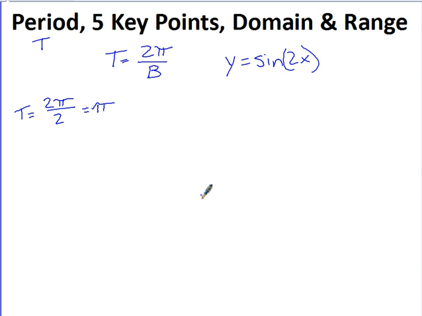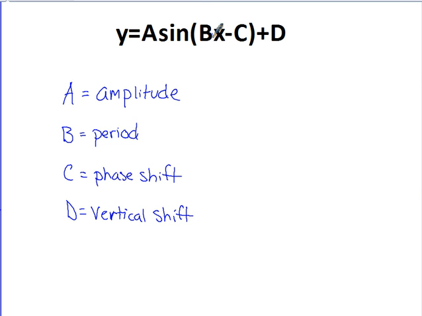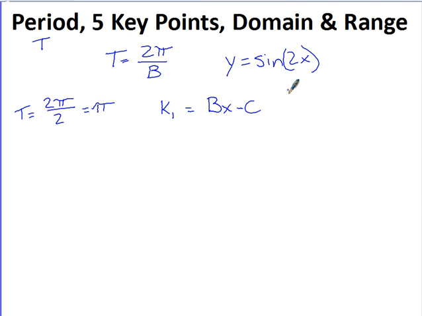Then I need 5 key points, and to find the first key point, this is what I'm going to do. Key point number 1 is always going to be, we set bx minus c. Remember from standard form, that's whatever's in the parentheses. So bx minus c, we set that equal to 0, because when we looked at the parent function, it started at 0. I'm going to set that equal to 0 and solve for x. In this graph, I just have 2x equals 0, and so x would be equal to 0. So if I'm going to make a table, my first x value would be 0.